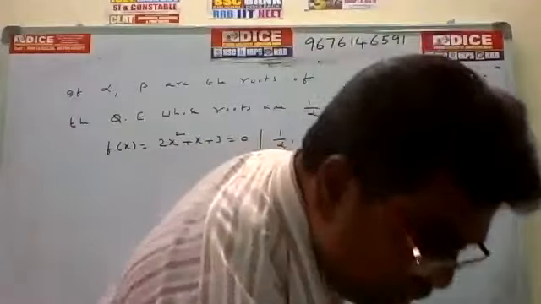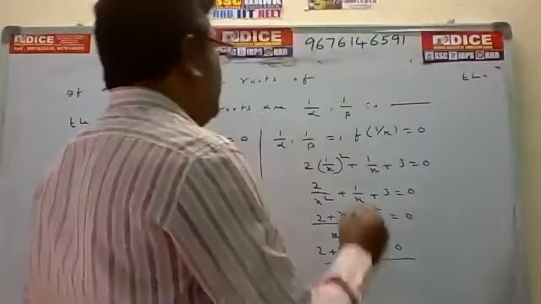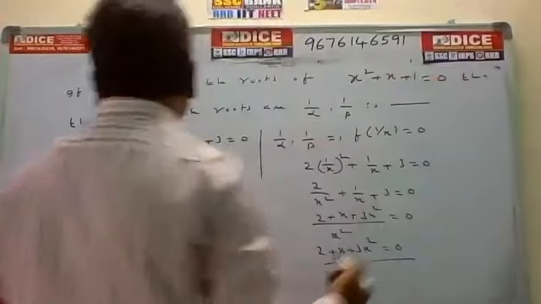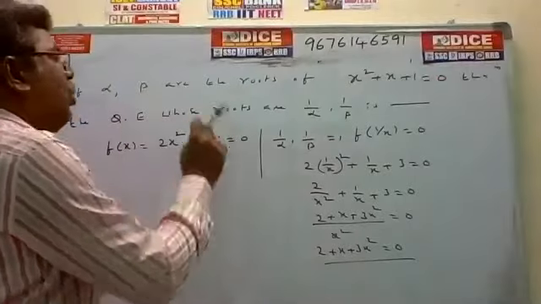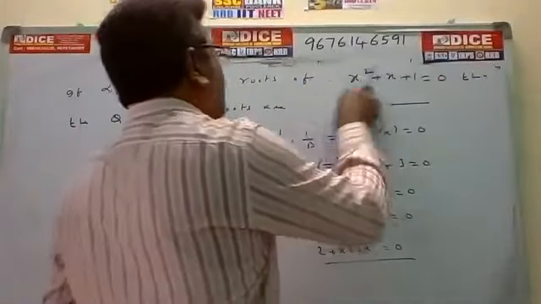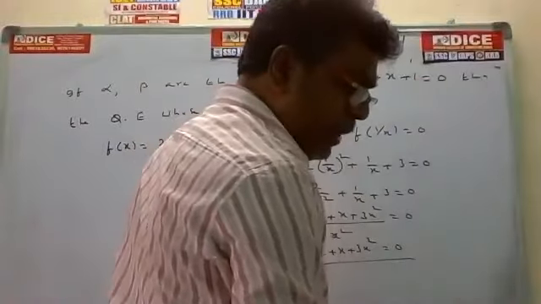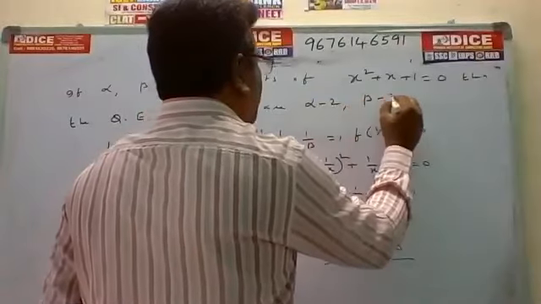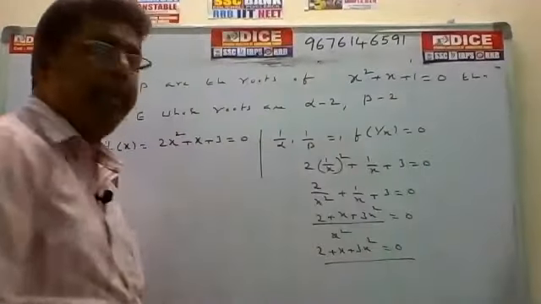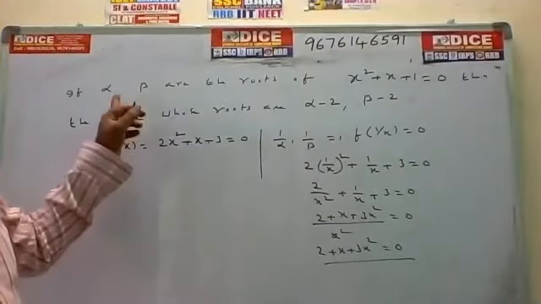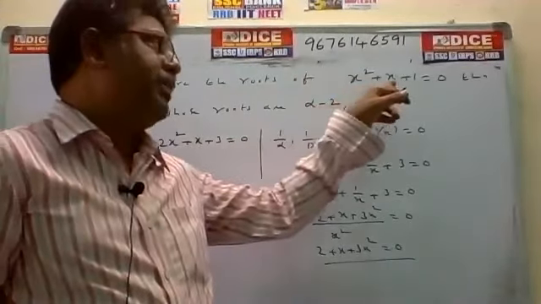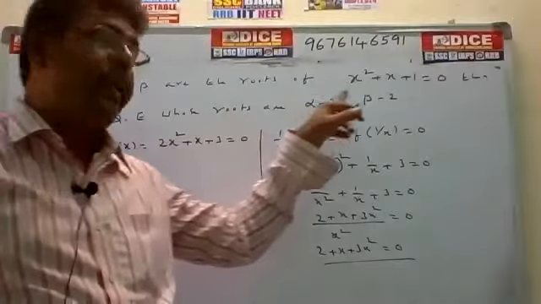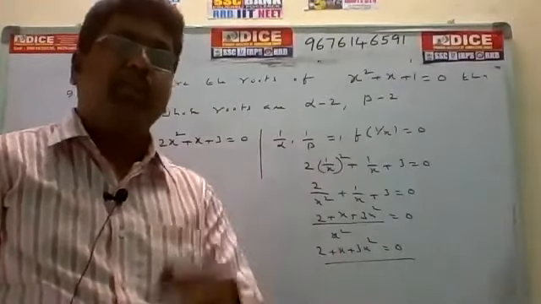If alpha, beta are the roots of x square plus x plus 1 is equal to 0, then the quadratic equation whose roots are alpha minus 2, beta minus 2 is dash. So let's see the third formula.